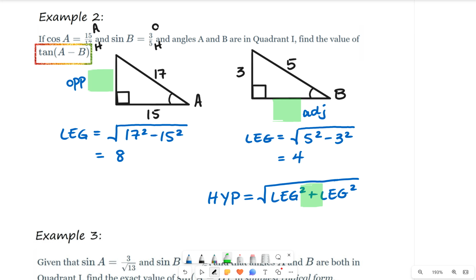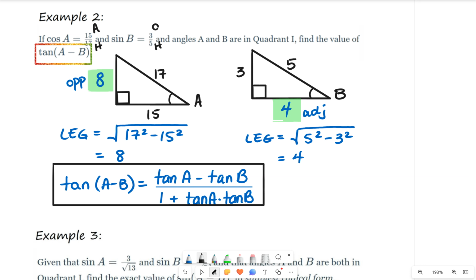Okay, so let me go back to our problem here. So now that we have labeled the missing side lengths to be the 8 and the 4, so the 8 was this side and the 4 is this side, we can proceed to evaluating the tangent of A minus B. Tangent of A minus B is going to be the ratio of tangent A minus tangent B over the quantity 1 plus tangent A times tangent B.